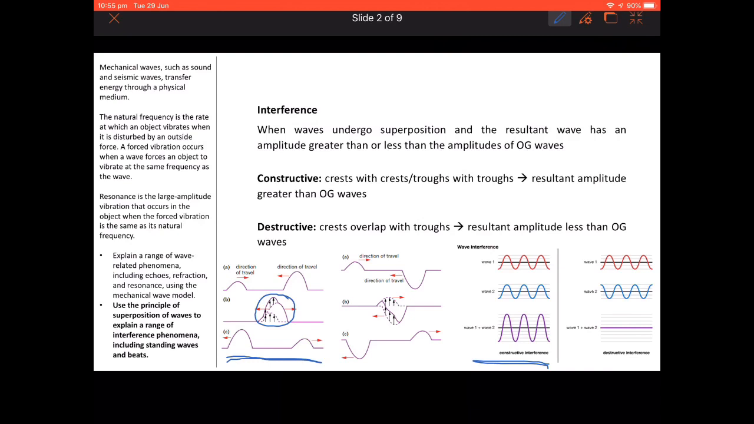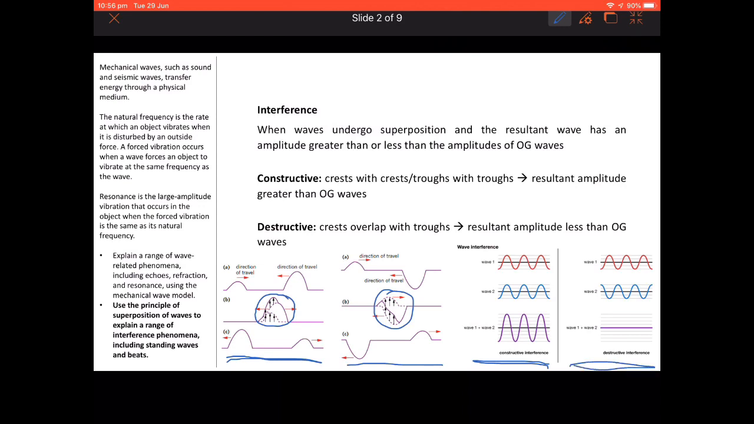Destructive interference occurs when a crest overlaps with a trough and the resultant amplitude is less than both original waves. So here we've got a crest and a trough travelling towards each other. They're different in magnitude in terms of their amplitude, but when they interact, the overall result is like an amalgamation of both waves. And then, like with constructive interference, they'll just continue on their merry way.